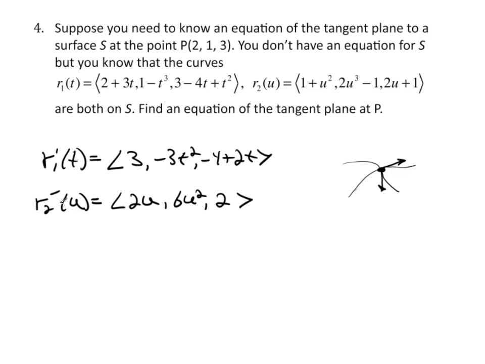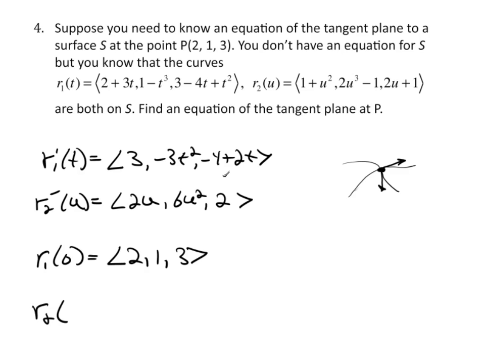Now note here that when I look back at this, I need to figure out whether r1 goes through this point or not. And let me see, what can we do here with this? Sure enough, at 0, r1 of 0 equals (2, 1, 3). So when t is 0, I'm at this point.